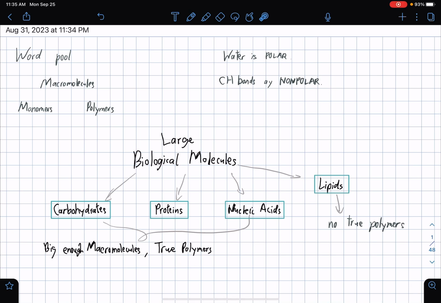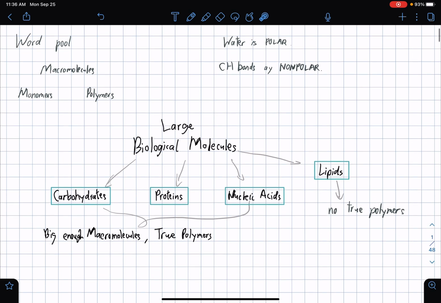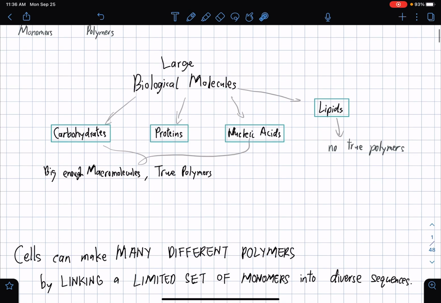They are true polymers, and for lipids, they are not true polymers. Although we have four of them, they are all classified as large biological molecules. We only have three macromolecules. So these are the ones: carbohydrates, proteins, and nucleic acids. The only difference between these three and lipids is that these are macromolecules because they are big enough and they are considered true polymers. For lipids, they are not considered true polymers.